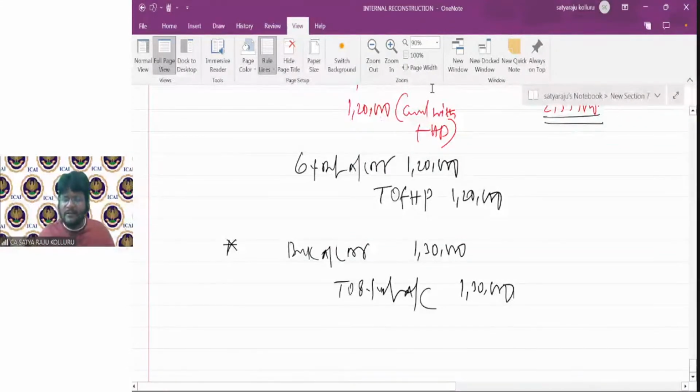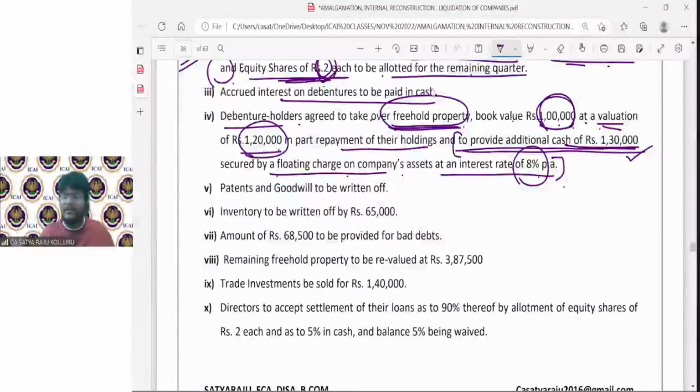Sir, in internal reconstruction problems, majorly reading the problem and understanding the problem will create more success rather than concentrating on the journal entries. How to pass the journal entries, no need to concentrate at all. First, understand what is given here. To provide additional cash, the company required additional cash. Further, the company issued the debentures. The interest rate on such debentures is 8% per annum.